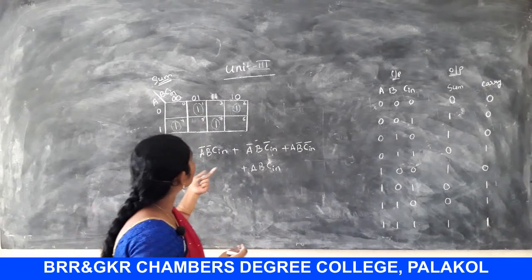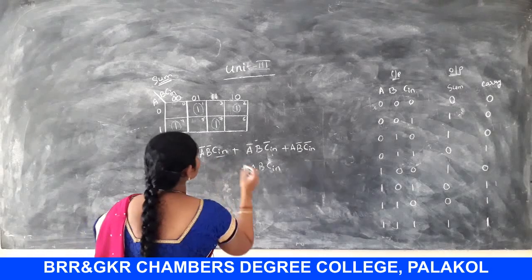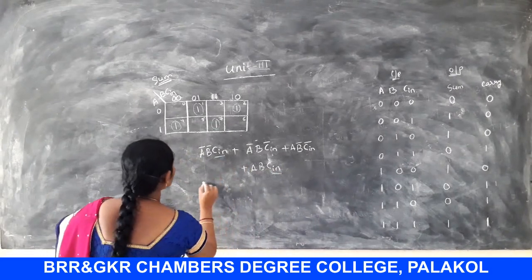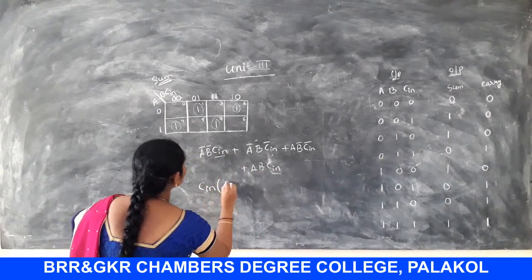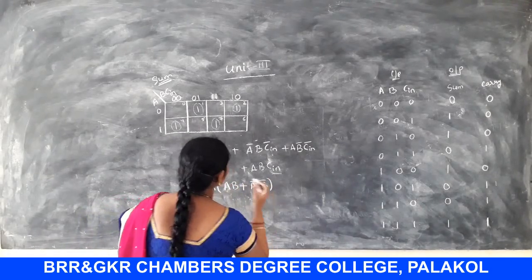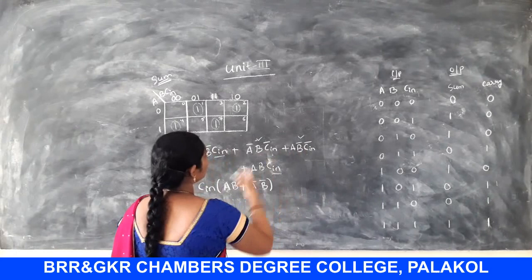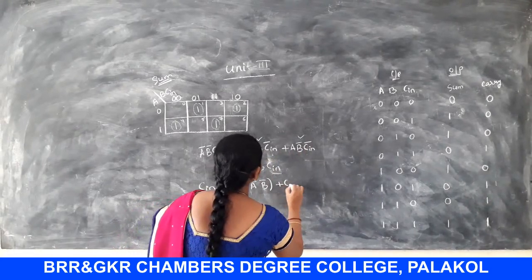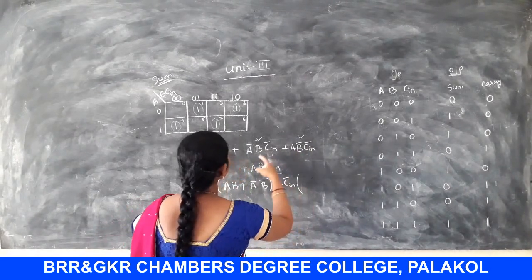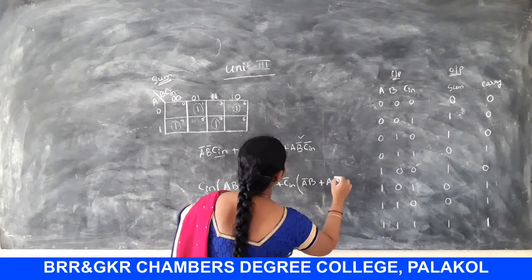Okay. So we have to take a common term from these. Here this is C in bar, this is C in, and this is also C in. Therefore we take the common C in. So C in is equal to AB plus A bar B bar. And the other equations are these two, so you take the common plus C in bar here.